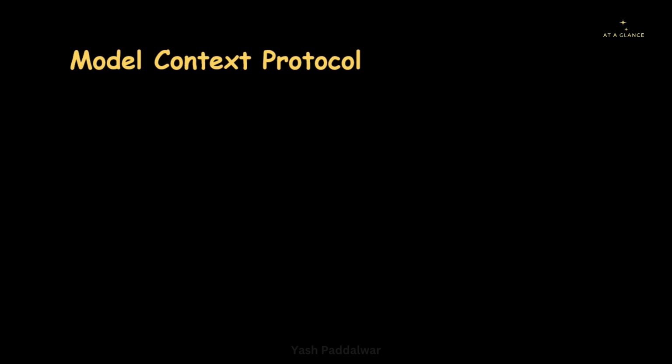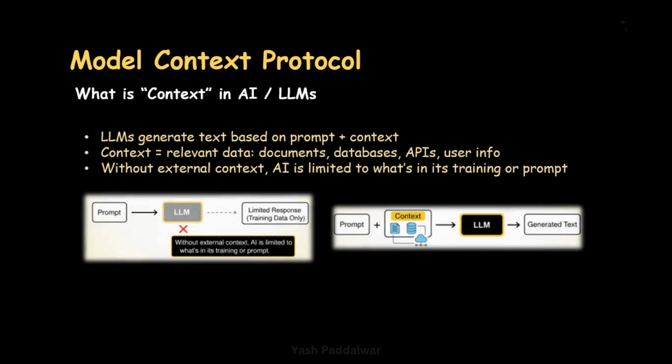Now, for understanding Model Context Protocol in depth, we'll first have to understand what exactly a context is. We'll understand the context concept and then we'll slowly move on to understanding why there was a need for building this MCP protocol. See, what exactly is a context in AI or in terms of large language models? To be very precise, whenever we talk about LLMs, we have to provide some input to the LLM. Now that input is termed as a prompt.